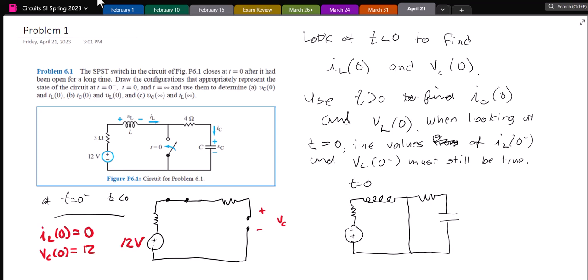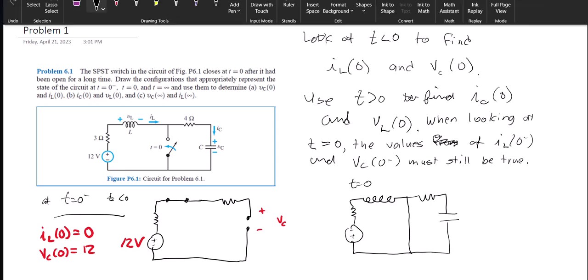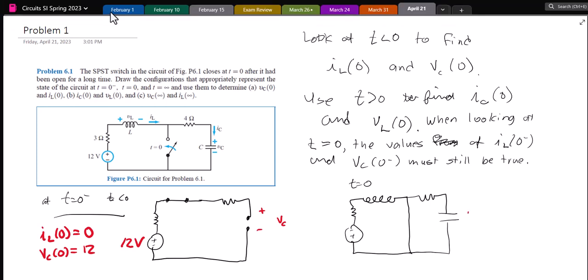Okay. So now we want to look at what we have here. We have to remember, and this is the tricky part, that what we found over here, the IL of 0 equals 0 and VC of 0 equals 12, that's really important, that still has to be true. So this still has to be 12 volts over here. And we still have to have a current equaling 0 right there.